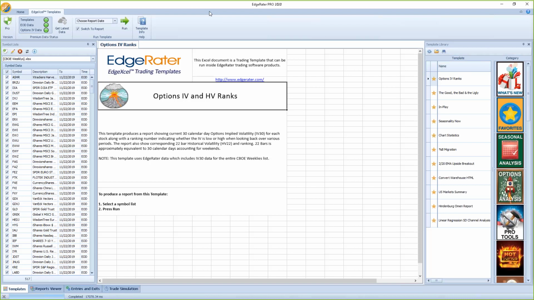IV30 is an indicator, a symbol within EdgeRater that's associated with all of the symbols in the CBOE weeklies list. And it's essentially the VIX calculation for volatility on all of those stocks. So we have the 30-period implied volatility, but also have calculated several others. There's a total of 12 implied volatility periods, ranging from a 3-period implied volatility all the way through to a 720 period, which is essentially 2 years.